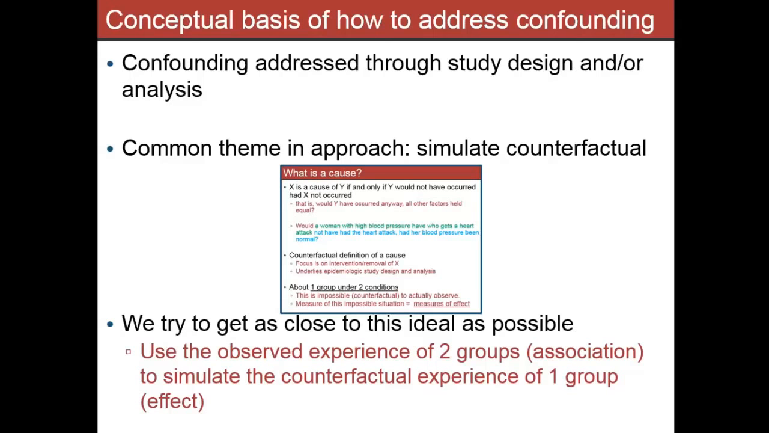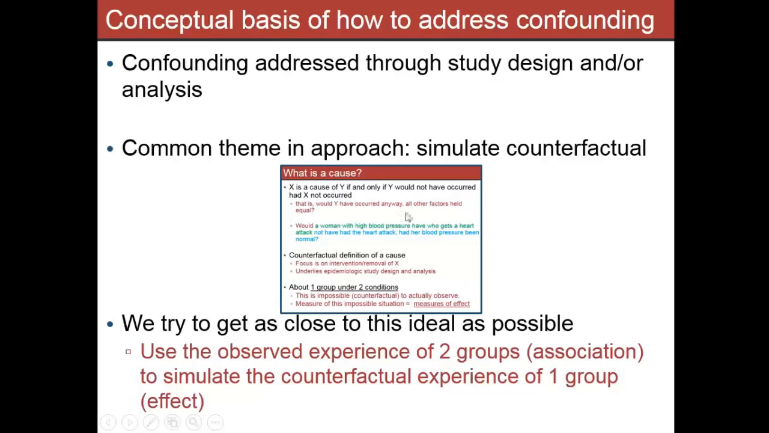This was a slide that we had in Epi 534, and it's very similar, I'm sure, to slides that you saw in Epi 591 with Dr. Howard's. What you're trying to do is look at cause and effect, and this is the definition of a cause in this slide: X was a cause of Y if and only if Y would not have occurred had X not occurred. And what does that mean? It means Y would have occurred anyway, all other factors held equal. We talked about what that meant.